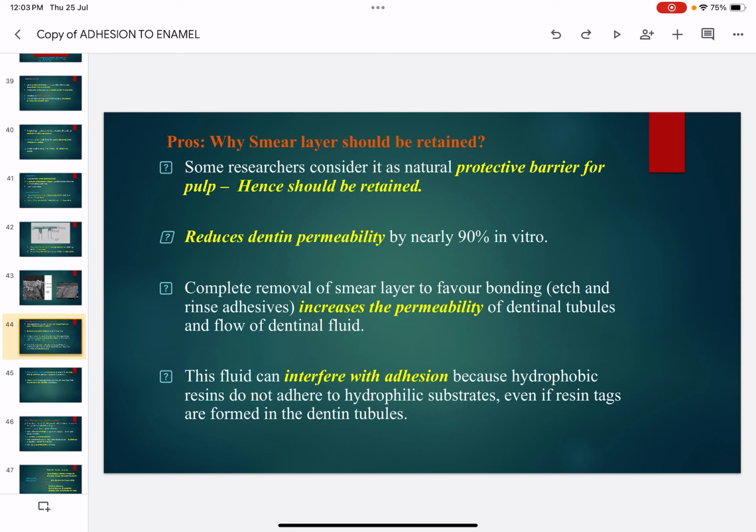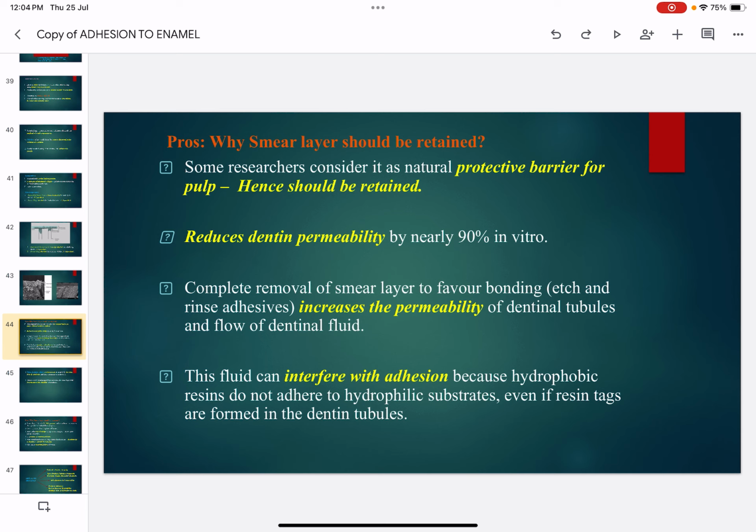Now, the main controversy surrounding smear layer is whether it should be retained or whether it should be completely removed. There are basically two schools of thought regarding smear layer. One school of thought is that we should retain the smear layer. Second school of thought is that smear layer must be completely removed or modified. Now, let us see the pros and the cons of retaining as well as removing the smear layer. First, we'll see the pros of why a smear layer should be retained.